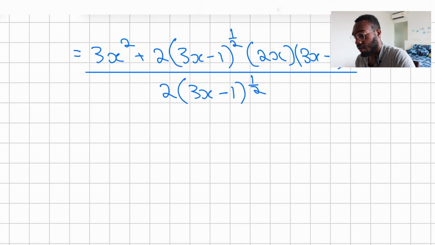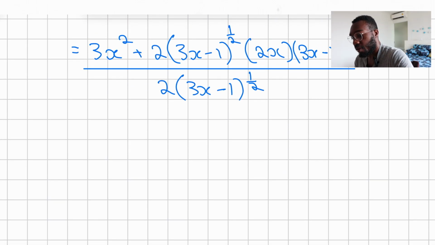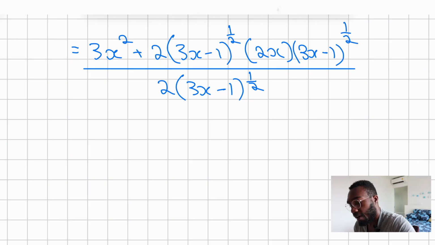And now it's pretty simple from here. We can just expand and simplify out. So if we do that, we get the 3x squared. Let's start with the 2 and then the 2x. So 2 times 2x is a 4x, okay?